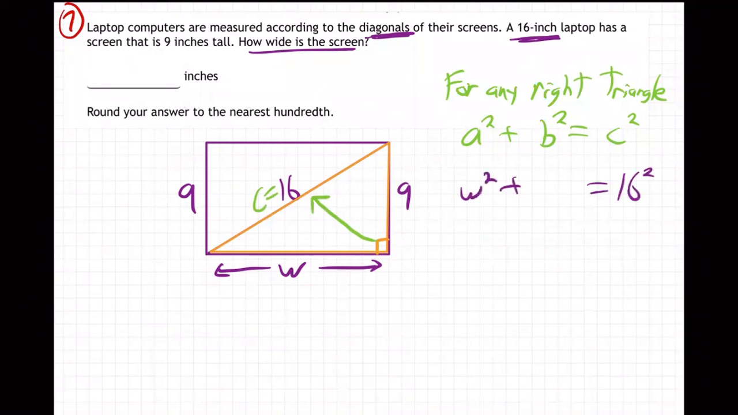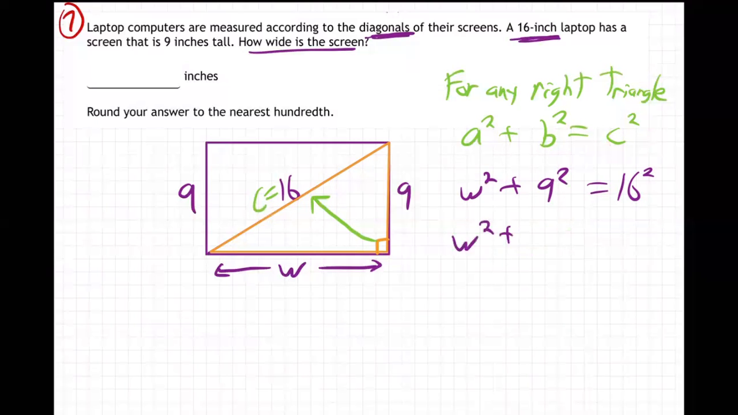Now the other two, it doesn't matter. You can call this W squared plus 9 squared, or you can go 9 squared plus W squared. Whatever, it doesn't matter at all. It'll work either way. As long as you've got the C right, A and B are interchangeable because they're just added together. That makes sense? So the C has got to be the longest side, the side across from the right angle. That's always C.